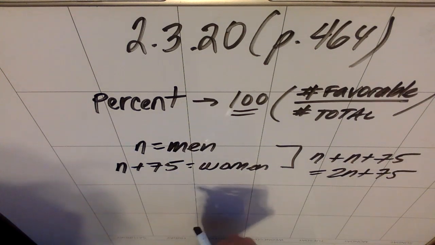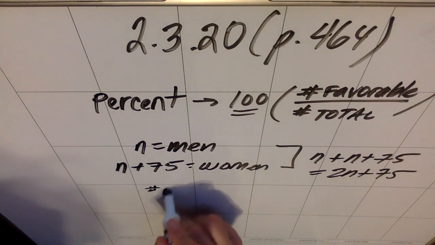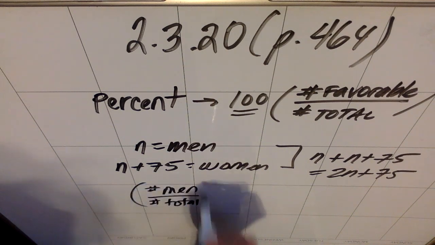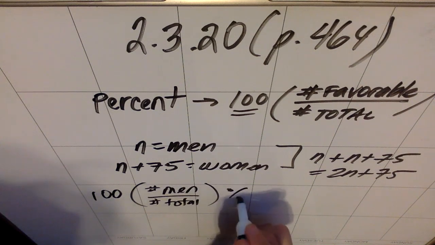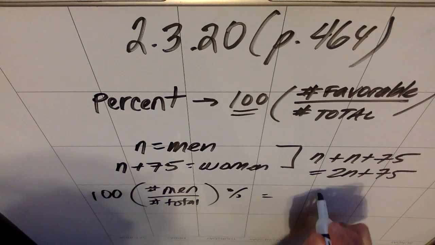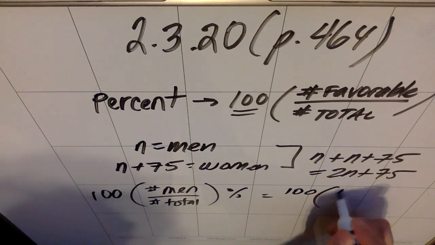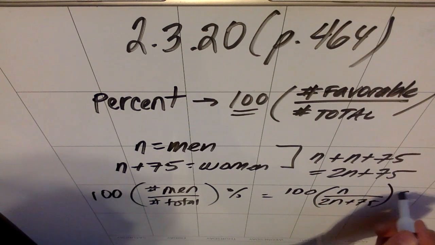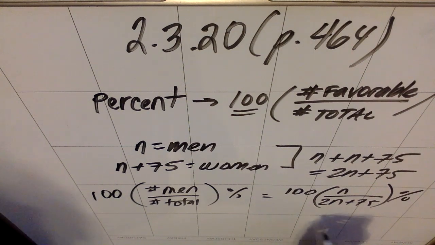So if we want the percentage of men, we would want the number of men over the number total, and we would want to times that by 100 to make it a percentage. So in this problem, that's going to be 100 times n over the quantity 2n plus 75, with a percent sign at the end, and that is answer E.